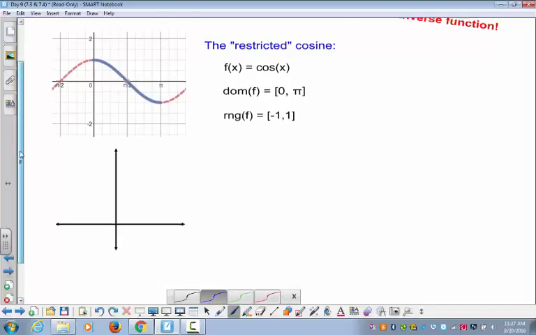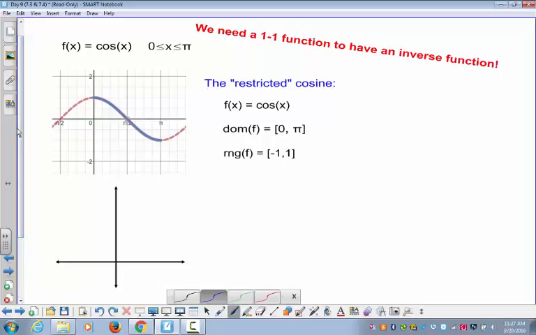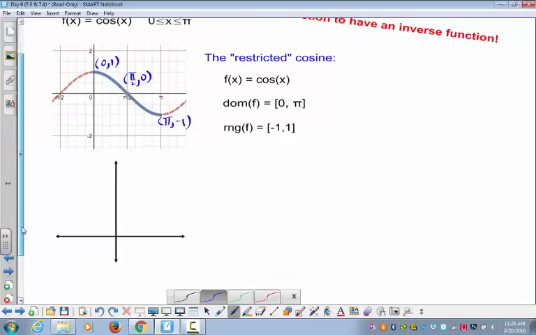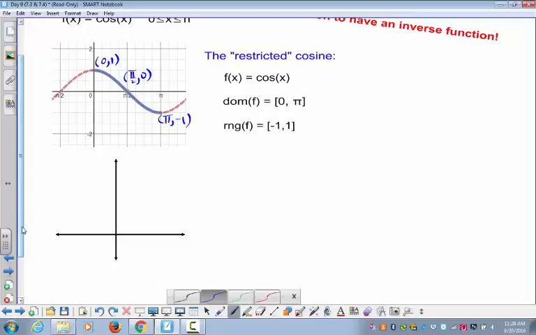And let's create the inverse graph here. So this point right here is 0, 1. This point right here is pi over 2, 0. And this point here is pi, -1. So to find the 3 corresponding points on the inverse, switch the x's and y's. So 0, 1 becomes 1, 0. That point, pi over 2, 0 becomes 0, pi over 2.